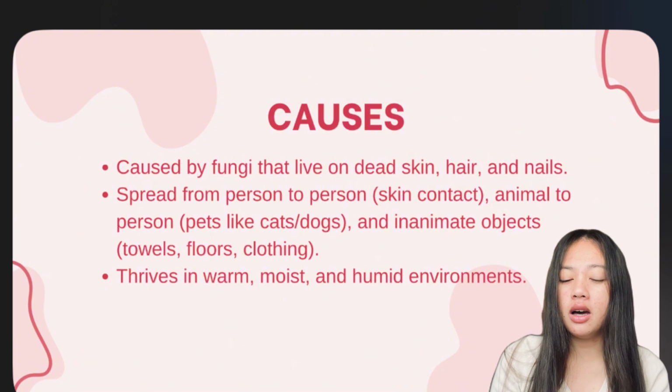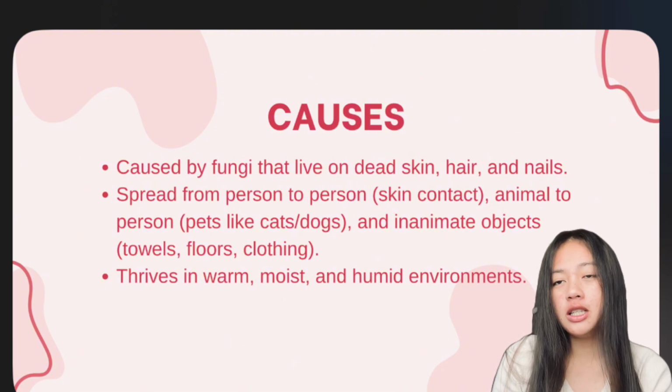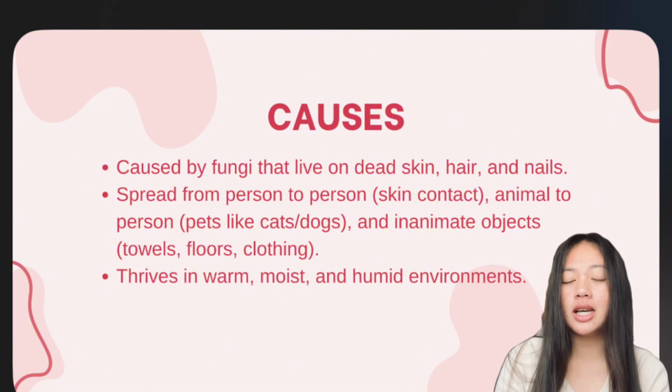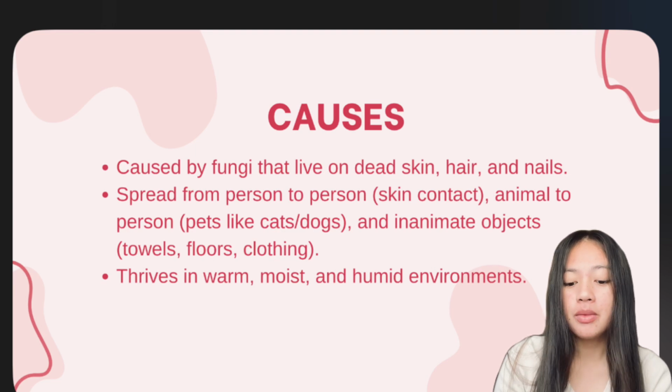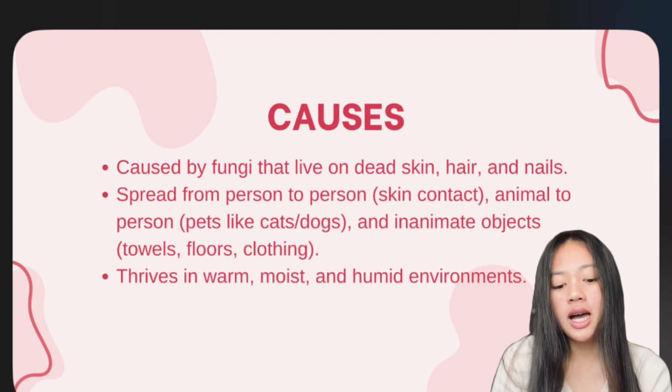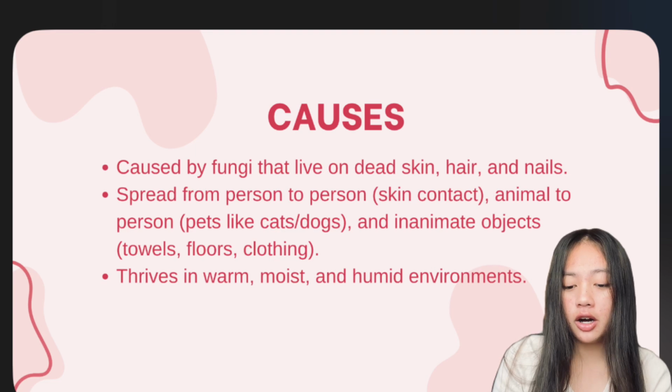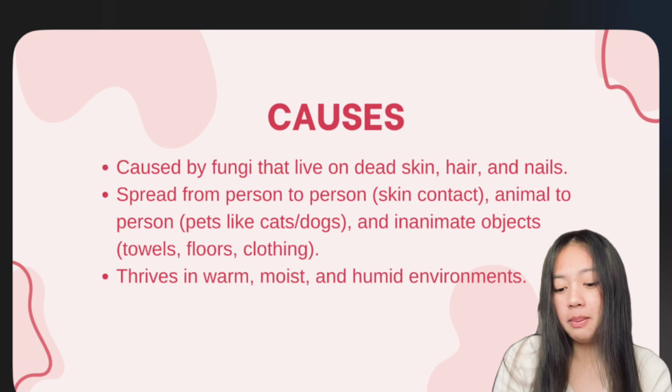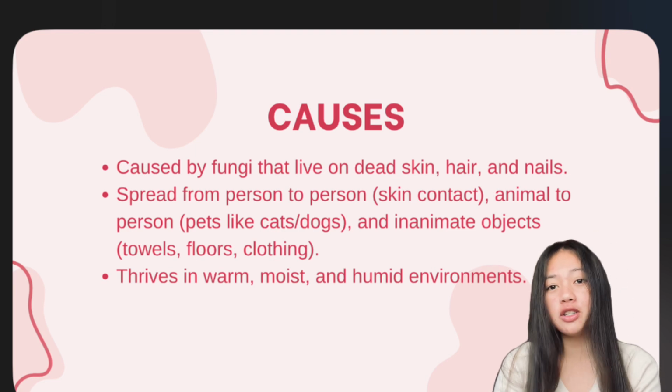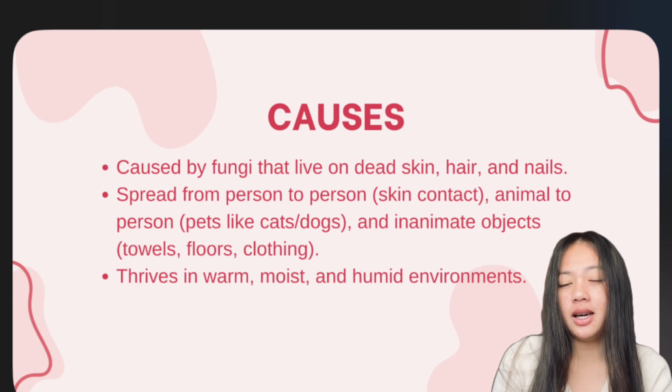Second is animal to person, especially sa mga animal nga mga cats and dogs. And lastly is through contaminated nga mga object such as towels, clothes, and then even floors sa public nga mga areas or sa mga places like sa jeep. So that's why people nga ga-sweat nga rapid yun is ug samot na kanang ga-share og mga personal items sila ang mga risk ani nga kind of skin condition.